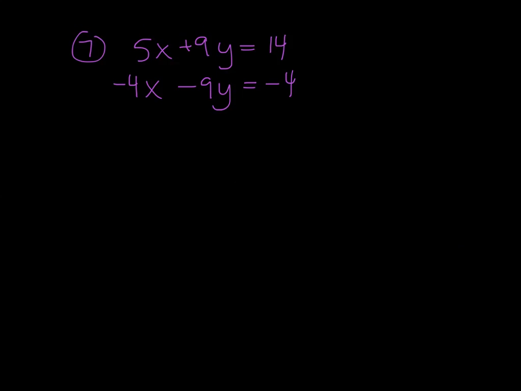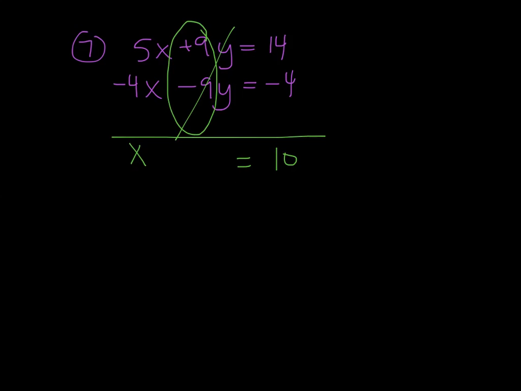Okay, so once again, we see that these coefficients right here, this 9 and negative 9, are opposites of each other. So if I add these two equations together, they're going to cancel each other out. So that's exactly what I'm going to do. Hasta la vista, baby, you're gone. Add our x's. 5 plus negative 4 is 1x equals 14 plus negative 4, which is 10. Now notice x is already by itself, so I don't have to solve for x. I have x equals 10.